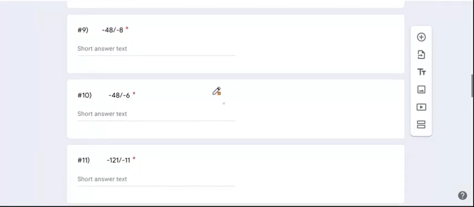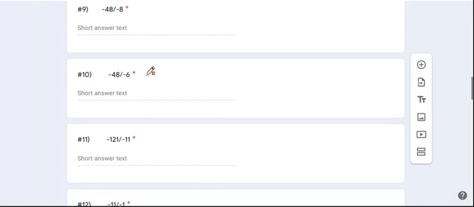Number 10, I have -48 divided by -6. To me, it looks like they have same sign, right? Would you agree? 48 is negative, 6 is negative. So same signs add. Am I going to say same signs add if I'm dividing? No, I'm not going to say same signs add. I'm going to say same signs positive, different signs negative. These have same signs, so answer is positive, whatever 48 divided by 6 is, which of course is 8, right? So +8.